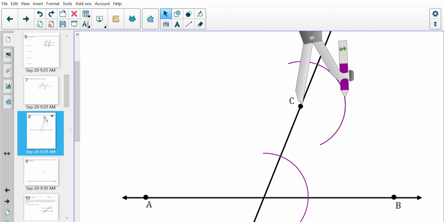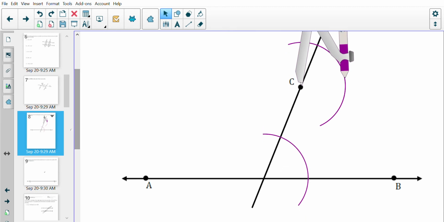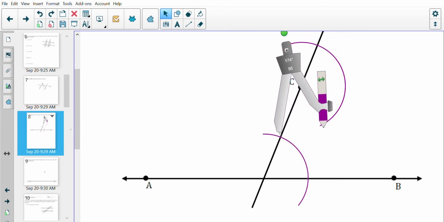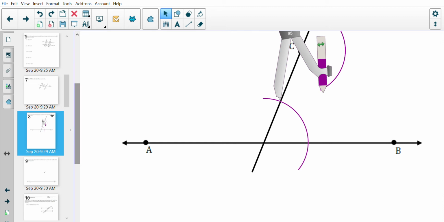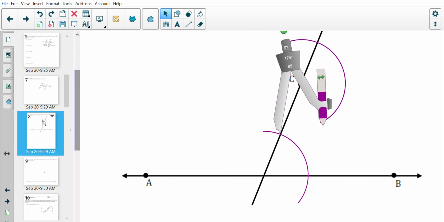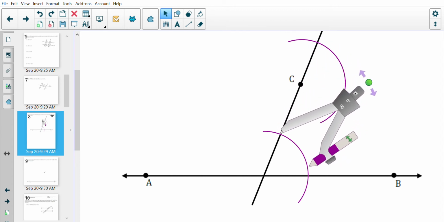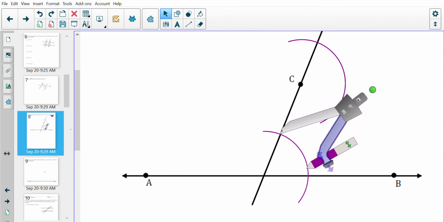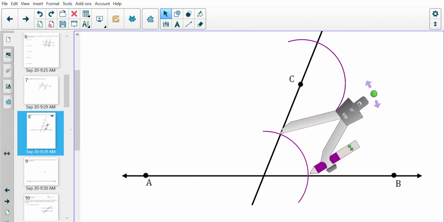So we now have a swoop. We intersected our transversal down here. We intersected our transversal up here. Now what we need to do is measure across the angle. So bullseye will go on the intersection on the transversal, and I'm going to open up the compass so it hits the intersecting spot at line AB.